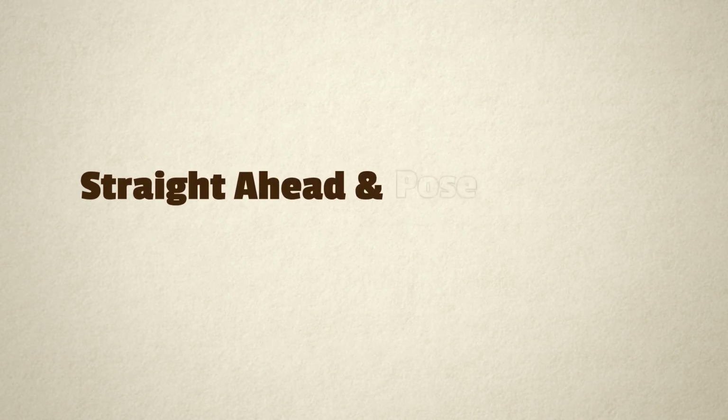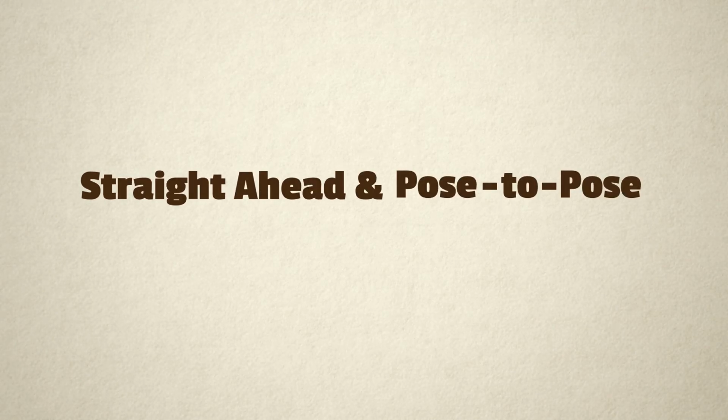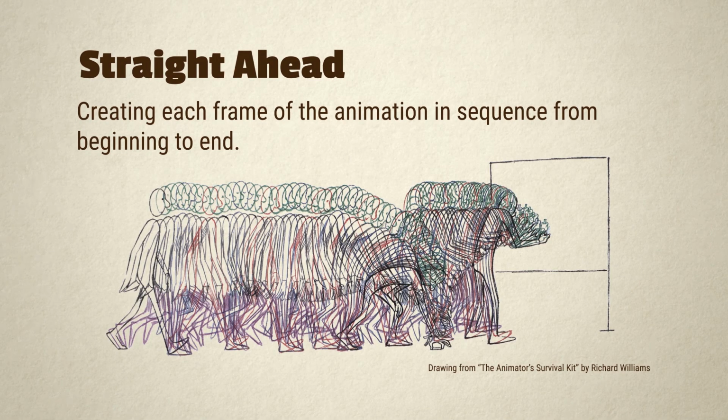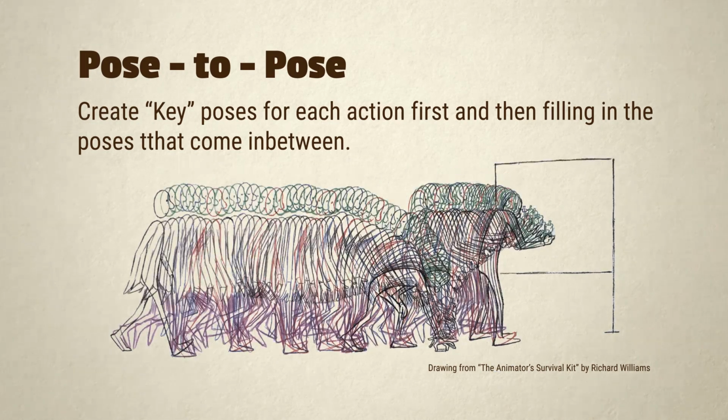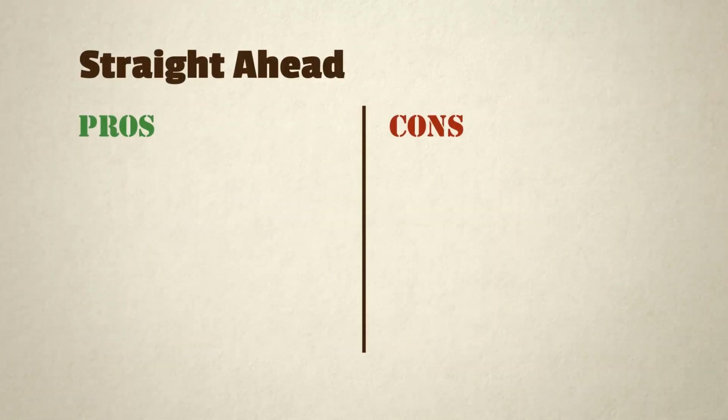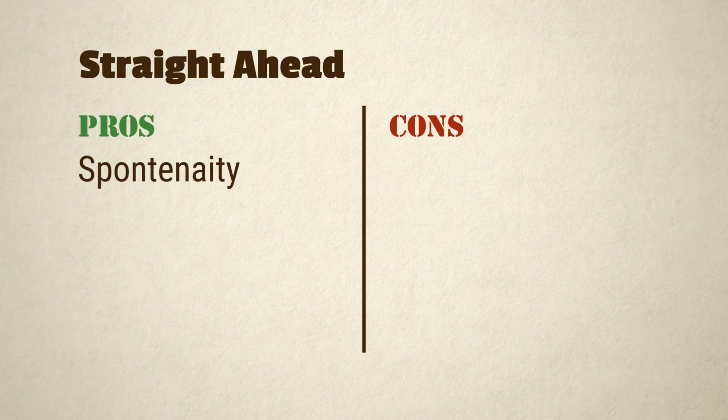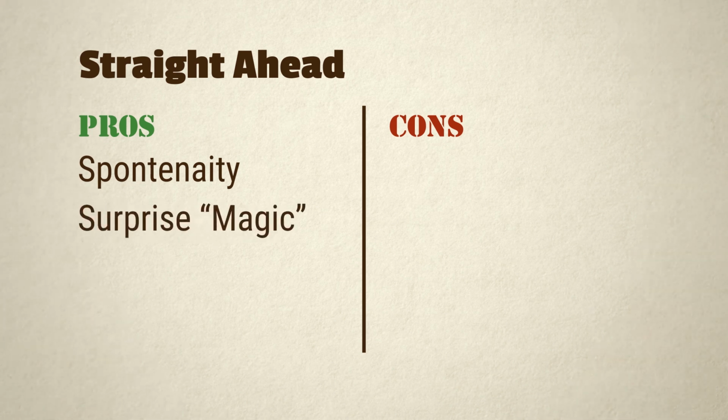Straight ahead and pose to pose are different approaches for creating animation. Straight ahead animation means creating each frame in sequence from beginning to end. Pose to pose animation means creating the key poses for each action first and then filling in the poses that come in between. Straight ahead has the advantage of spontaneity and liveliness, and sometimes it produces surprise magic that couldn't be planned.